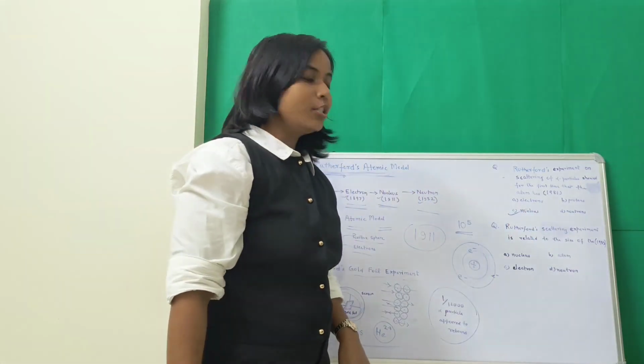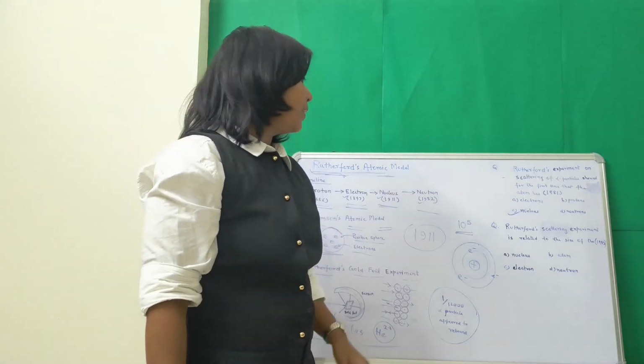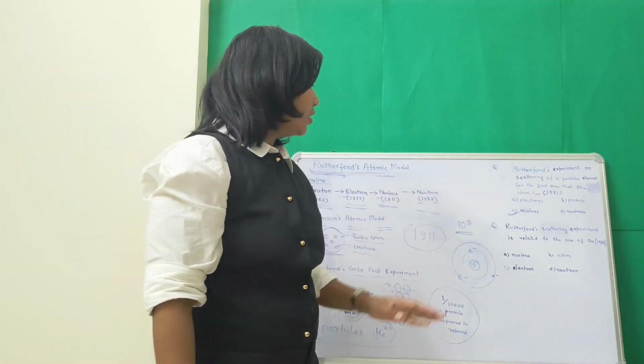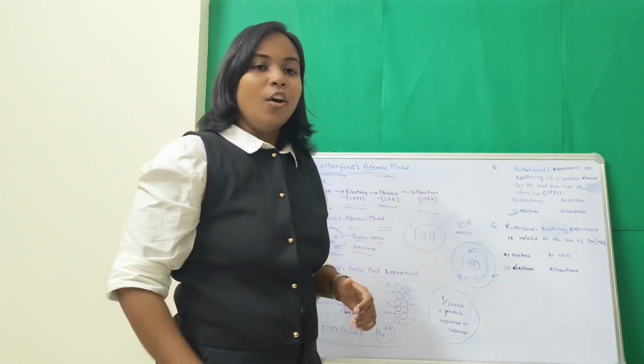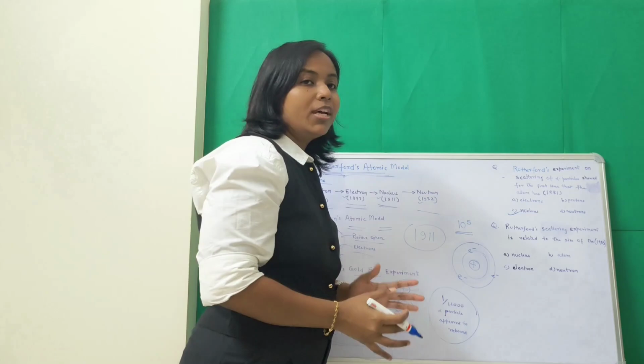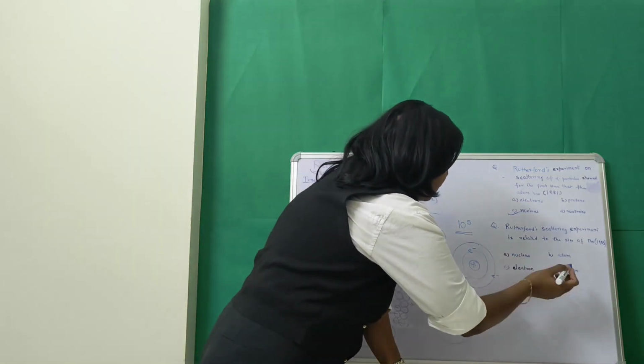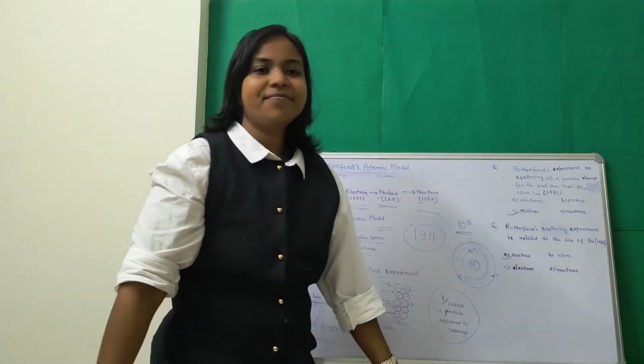Moving on to the next question. Rutherford's scattering experiment is related to the size of the option A, nucleus, B, atom, C, electron, and D, neutron. Here again we know the answer, and the answer is option A, nucleus.